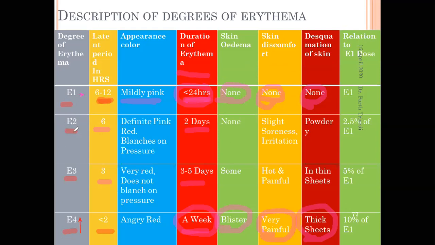E2, its latent period is somewhere around 6 hours. इसका मतलब 6 घंटे के अंदर, इसमें 6 से 12 घंटे के अंदर erythema दिख जाएगा. इसमें in 6 hours you will be able to see the erythema. What will happen? E1 was pink color, E2 is somewhere around pink or reddish color. That lasted till 24 hours. This will last till 2 days.